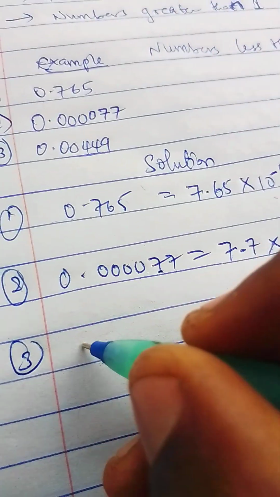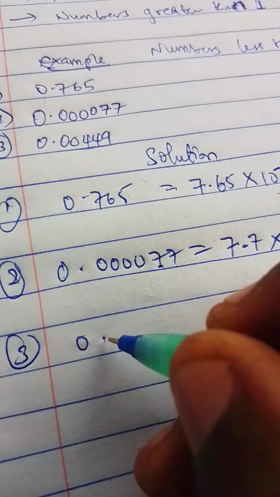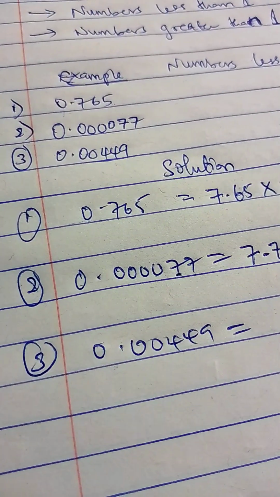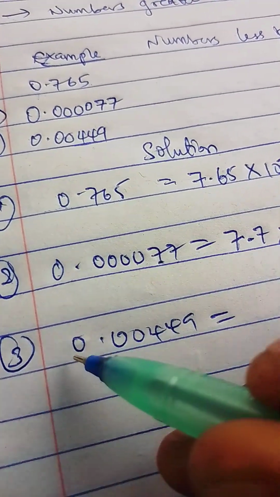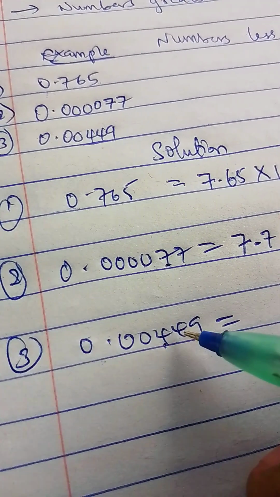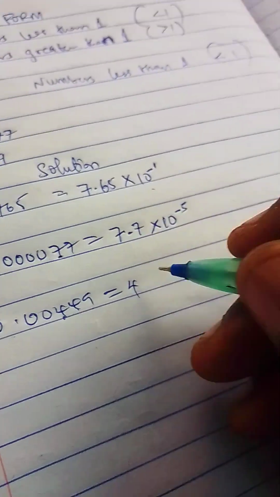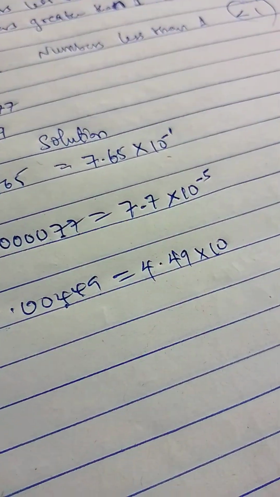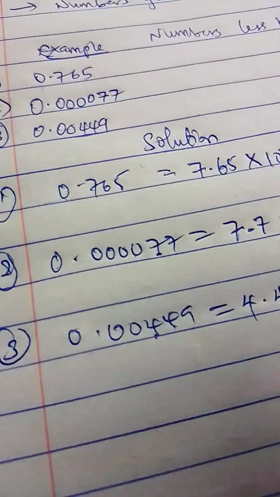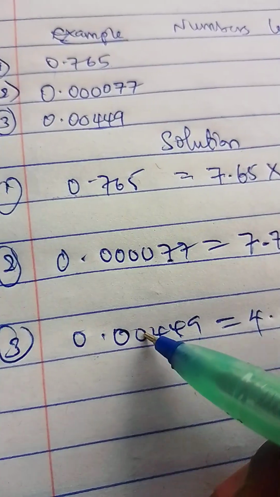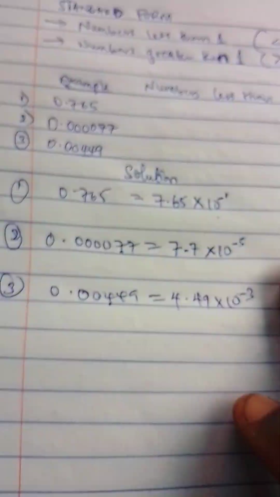Then the last one, we have 0.00449. So let's change it to a number in standard form. To do that, we write from left to right. The first whole number is this. So we have 4.49 times 10 raised to the power what? Let's count. Minus 1, 2, 3. Minus 3. Do you understand me now?